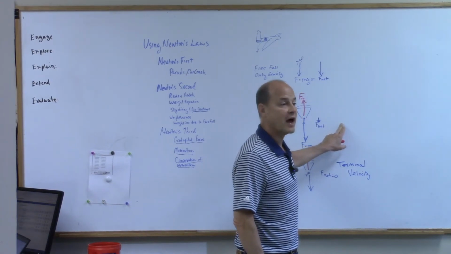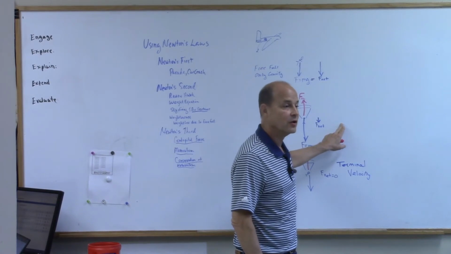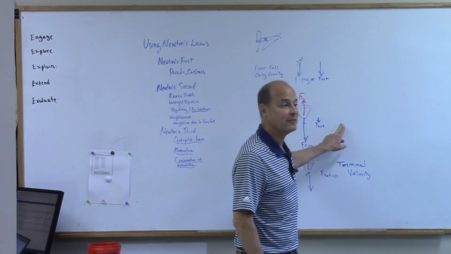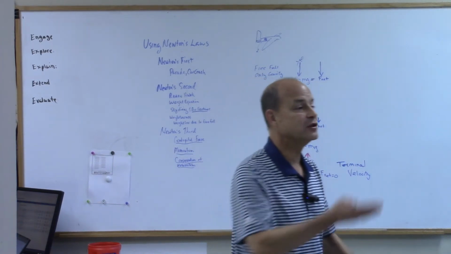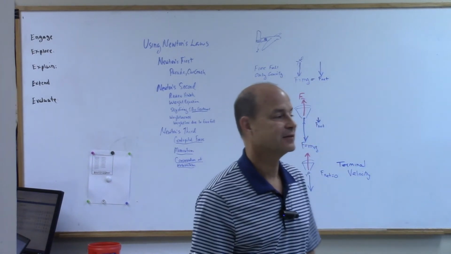So which would you rather have? A parachute or no parachute? You'd rather have a parachute. Why? Because it slows down your terminal velocity so that you don't die when you hit the ground, right? I don't want to be a pancake.